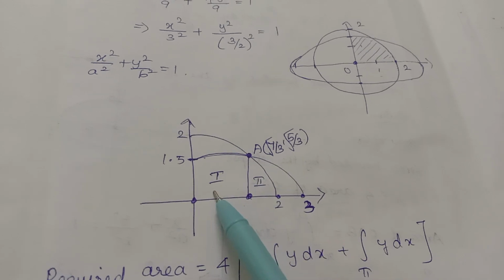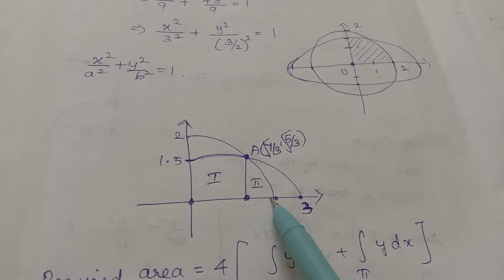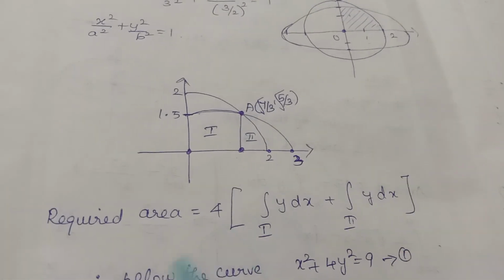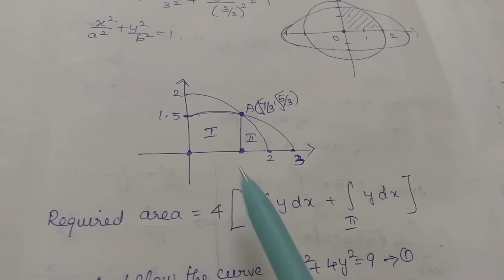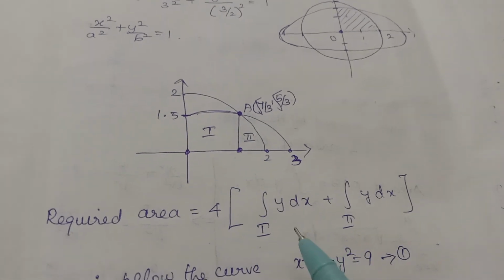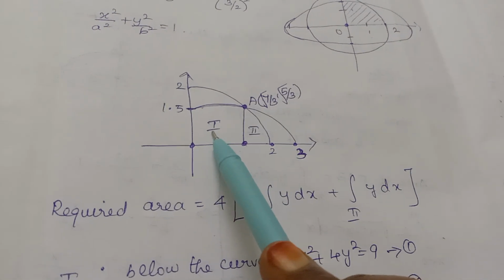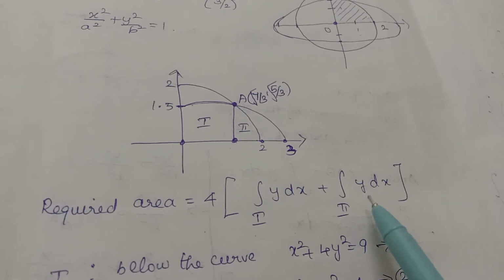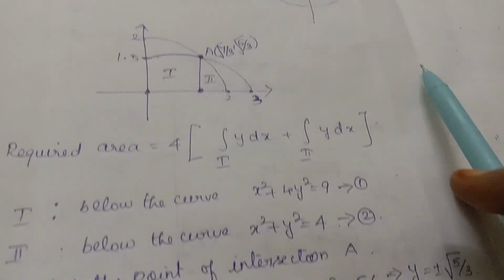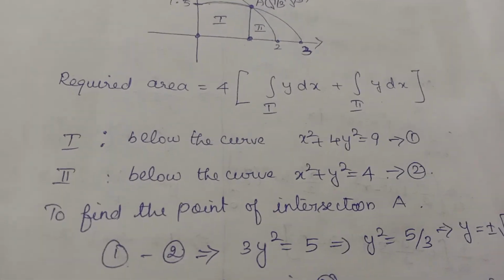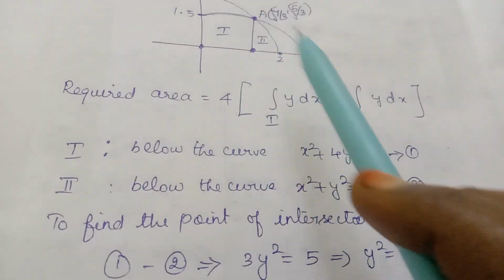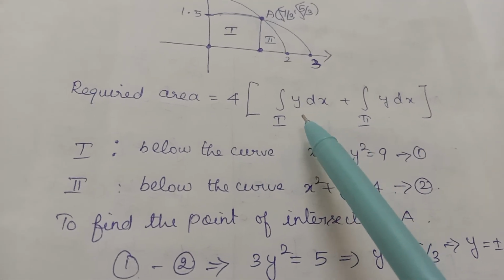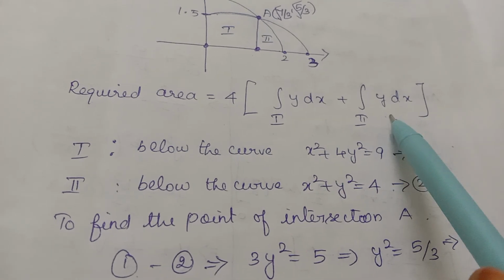So this is the first part bounded by the ellipse and this is the second part bounded by the circle. Okay, right? So required area equals 4 times the area of the first region plus the area of the second region. For the first region you have to find the value of y from the ellipse equation. For the second region you have to find the value of y from the circle equation, right? Okay. Now that is clear. So for the first portion find y from the ellipse equation. For the second portion find y from the circle equation.